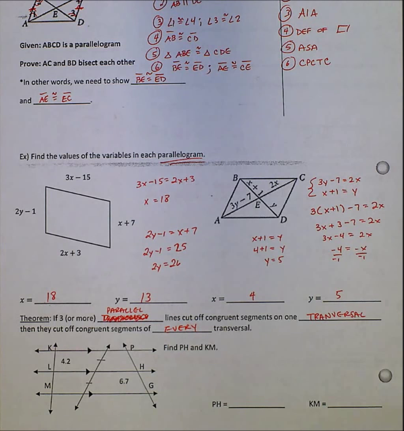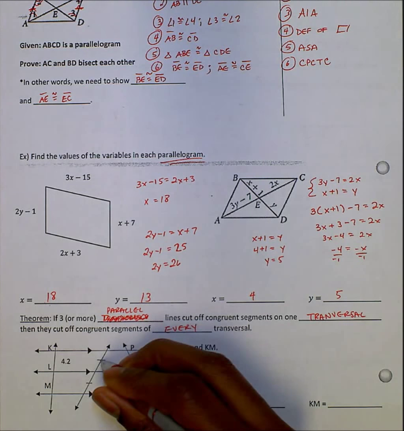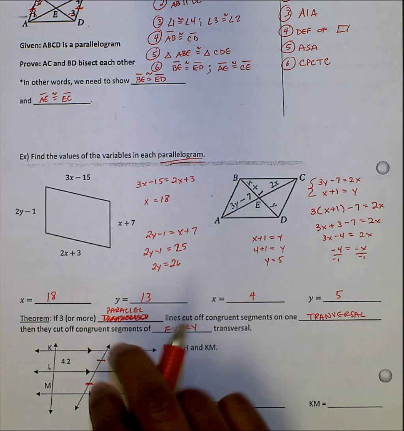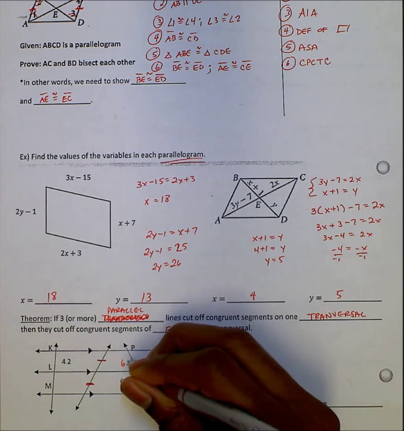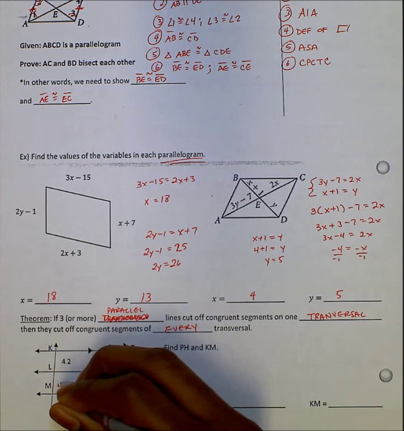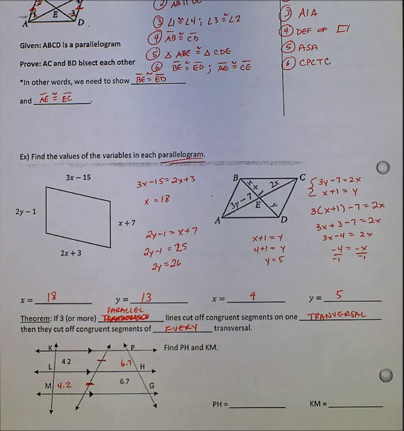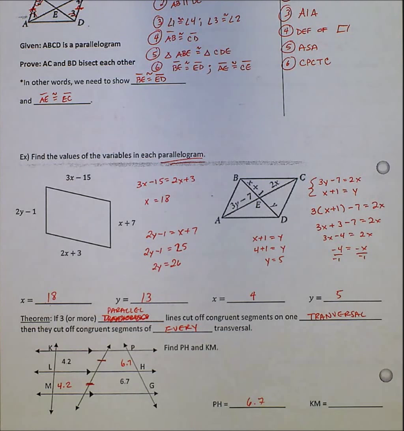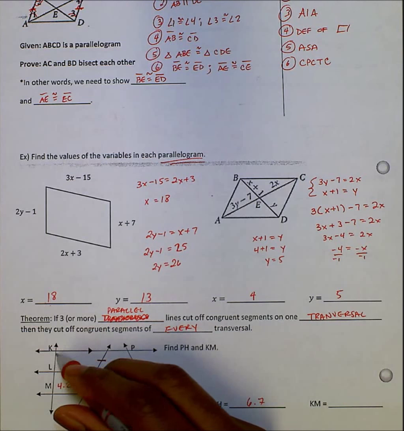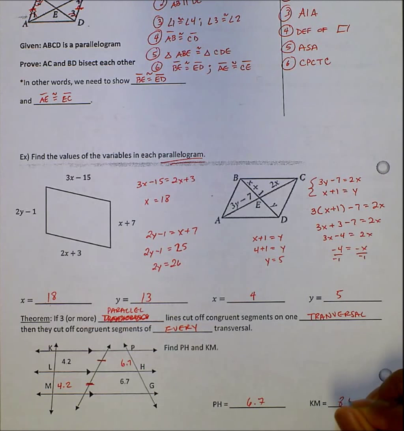Basically, in this diagram, you see that there's a line that goes through three parallel lines, and you see that these markings are congruent. If these are cut into congruent segments, all the transversals have to be cut into congruent segments. So if this is 6.7, this is 6.7. If this is 4.2, this is 4.2. And that allows us to answer the questions. So PH is 6.7. KM, 4.2, KM is 8.4.